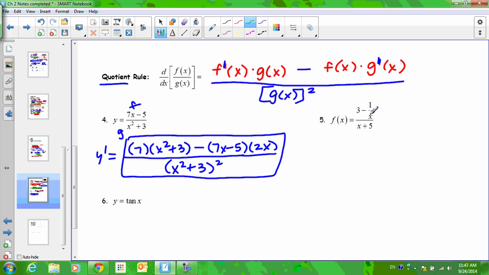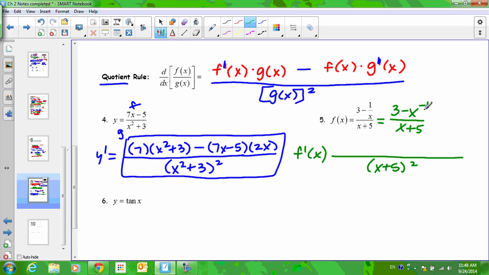Alright, looking at number 5, it looks like it's kind of like a quotient within a quotient, but if you just do something real simple, change this to 3 minus x to the negative 1, then you get something that looks, it's just a simple algebra step, makes it look like the other problems. So, by the way, if you think you're going to forget that all over denominator squared, go ahead and write that first.